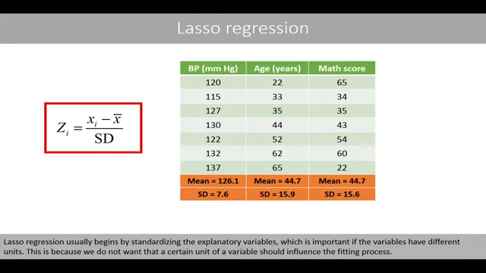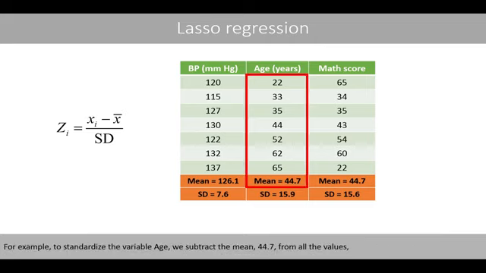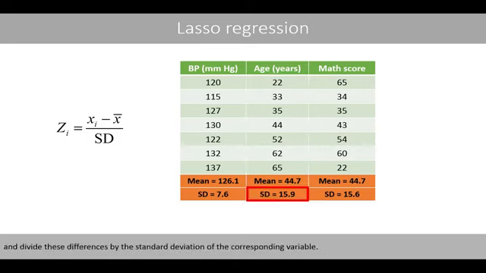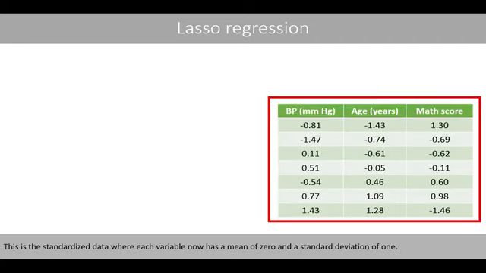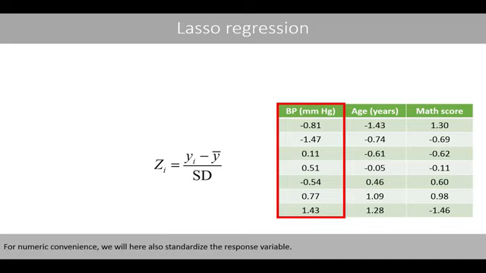Lasso regression usually begins by standardizing the explanatory variables. This is because we do not want a certain unit of a variable to influence the fitting process. For example, to standardize the variable age, we subtract the mean, 4.7, from all the values, and divide these differences by the standard deviation of the corresponding variable. This is the standardized data where each variable now has a mean of 0 and a standard deviation of 1. For mere convenience, we'll here also standardize the response variable.